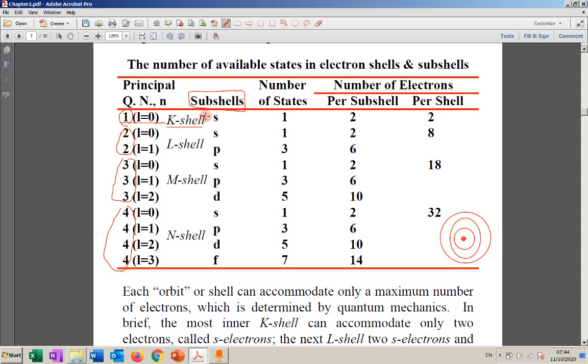Inside the K shell we only have one subshell, which we call the s orbit. Inside the L shell we have two of them, s and p. Inside the third level, which is the M shell, we have three, which is s, p, d. Each of those is an orbit, and they contain electrons inside them. For the fourth, which is the N shell, we have s, p, d, f.